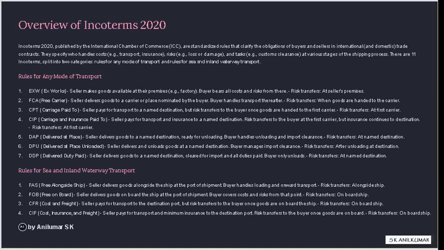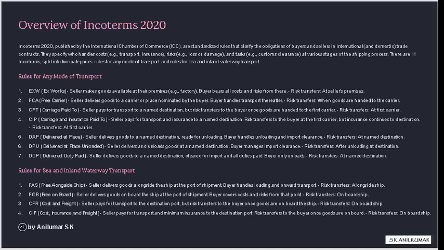Let us look at the rules for the sea or the inland waterway. Free alongside ship, FAS. Here the seller delivers the goods by placing them alongside the ship. No need to load onto the ship, but he has to bring it to the port of shipment. The buyer will handle the loading cost and onward shipment on the ship. The risk transfers when you are placing it there.